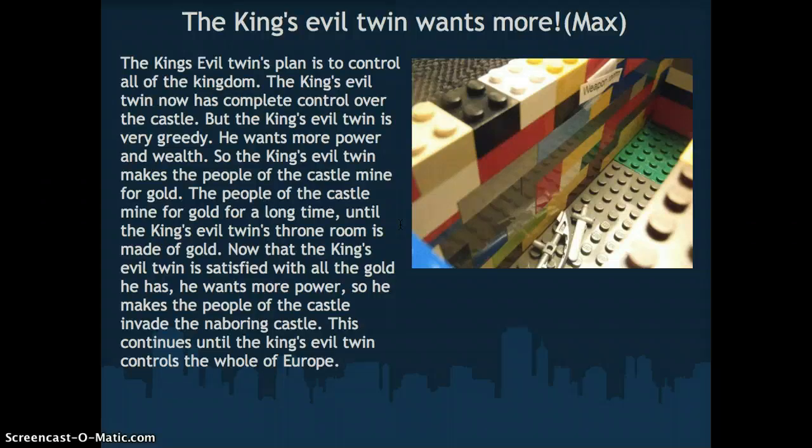So the king's evil twin makes the people in the castle mine for gold. The people of the castle mine for gold for a long time, until the king's evil twin's throne room is made of gold. Now that the king's evil twin is satisfied with all the gold he has, he wants more power, so he makes the people of the castle invade neighboring castles. This continues until the king's evil twin controls the whole of Europe.